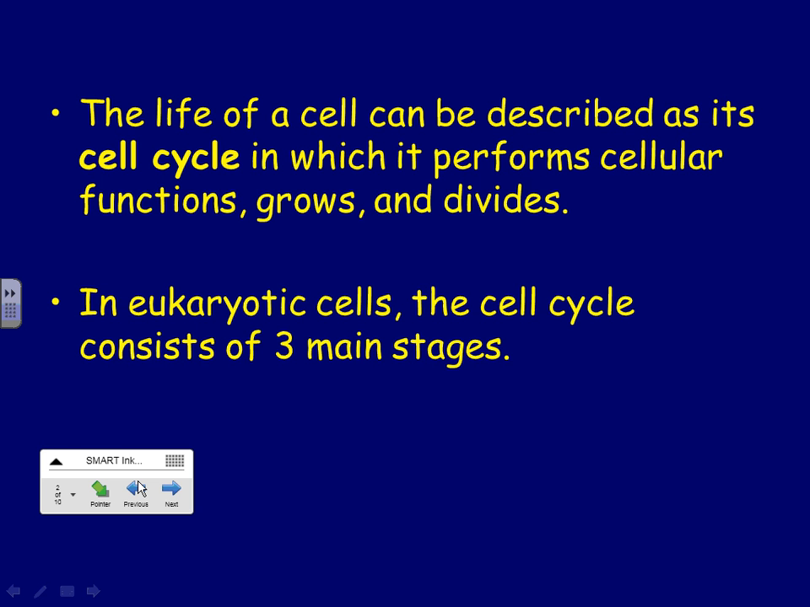So we're going to talk about the eukaryotes, the ones that have a nucleus. And all the pictures with the onion cells and the cheek cells, they are eukaryotic cells because they had the nucleus, right?